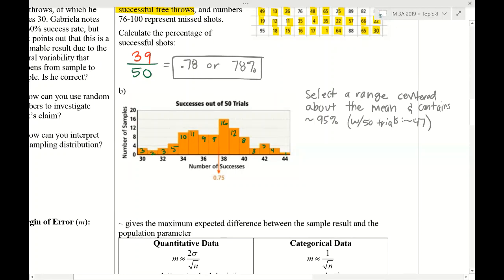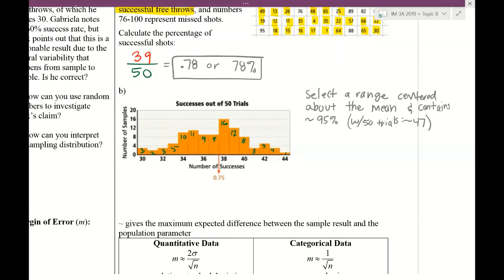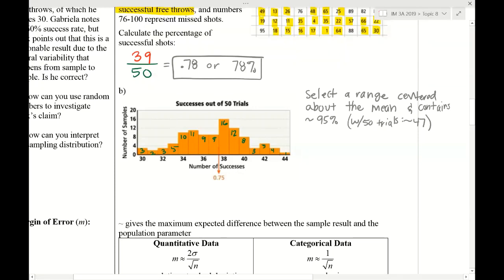If I want 47, it looks like if I just cut off these last 2, that's 46. If I take off the 3 and the 1 on either end, that means there are 46 between 31 and 43 successful shots. So 31, if we think about that, is 62%, and 43 is 86%.